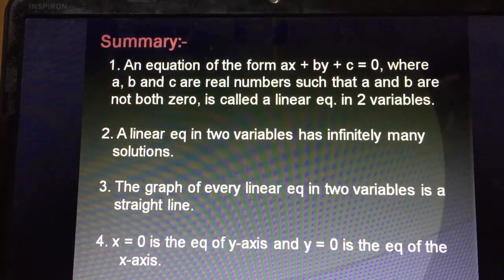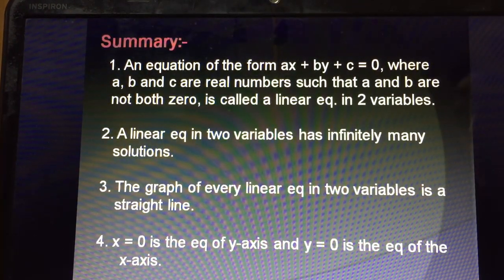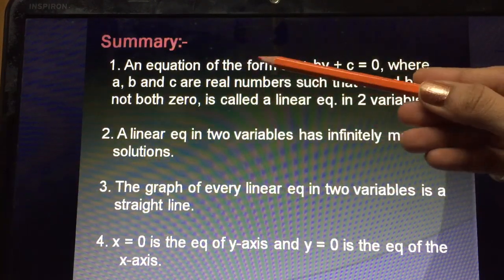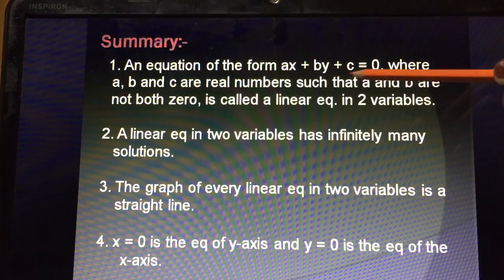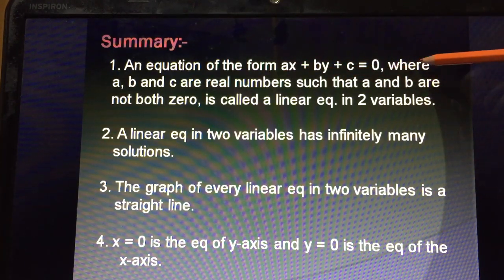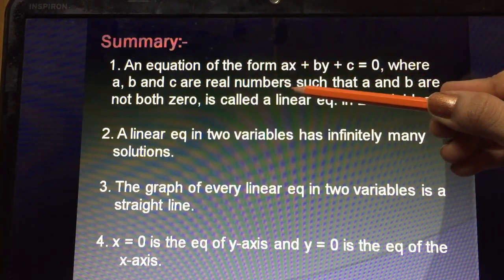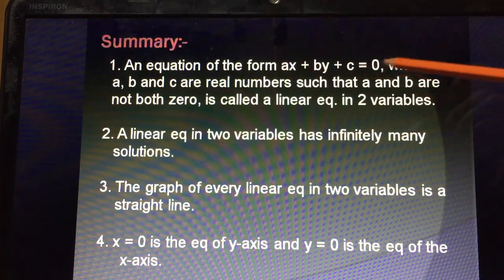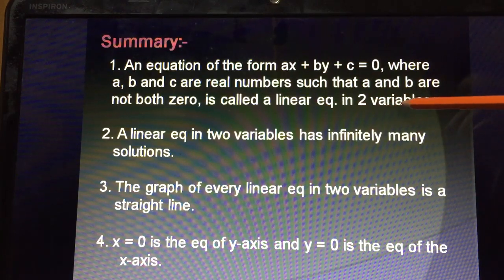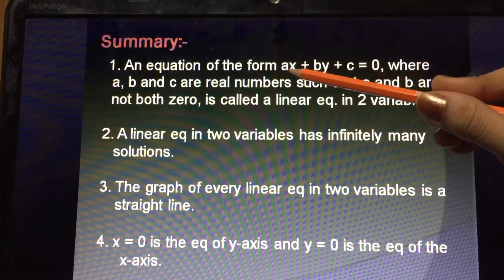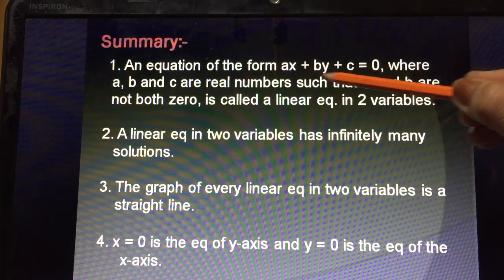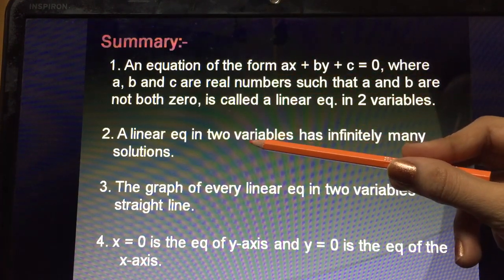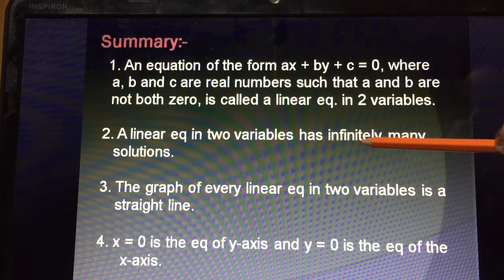And this is the summary of the chapter I have written so that you can revise the main points again. The first point is an equation of the form ax plus by plus c equal to 0, where a, b, c are real numbers such that a and b are non-zero. Such an equation is called a linear equation in two variables. Got it? An equation of this form is called the general form of a linear equation in two variables.